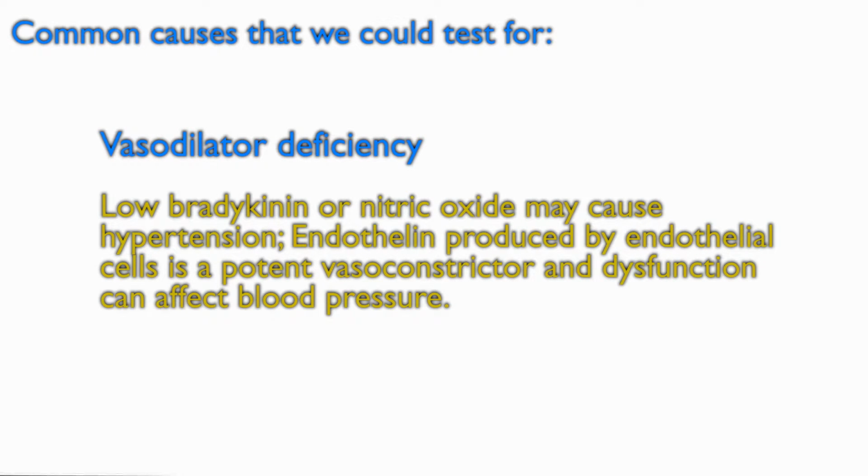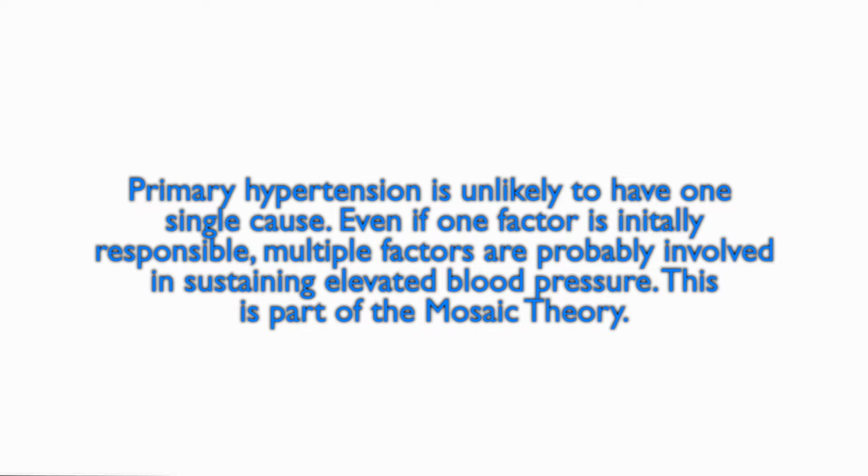Vasodilator deficiencies, such as low bradykinin or nitric oxide, may also cause hypertension. Again, there's no specific test that we can say, oh, that's your cause of hypertension, and here's the correction for it. So primary hypertension is unlikely to have a single cause, which means that people with high blood pressure or primary essential hypertension can have multiple causes.